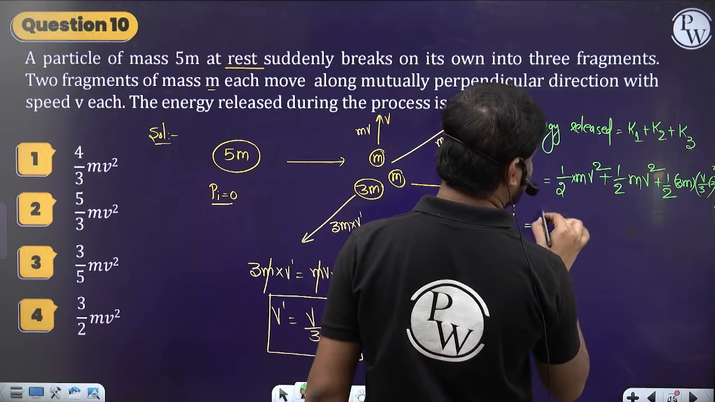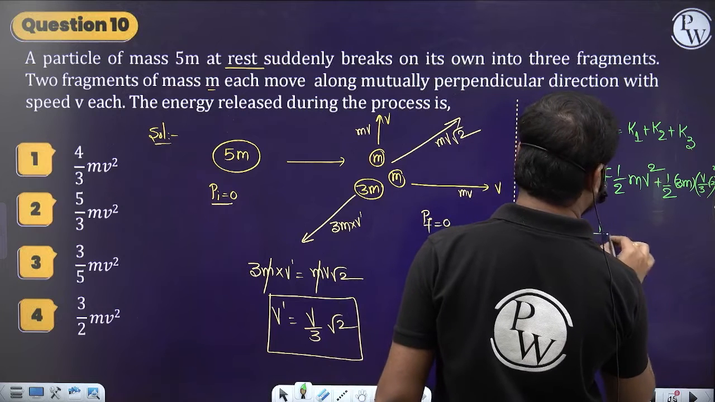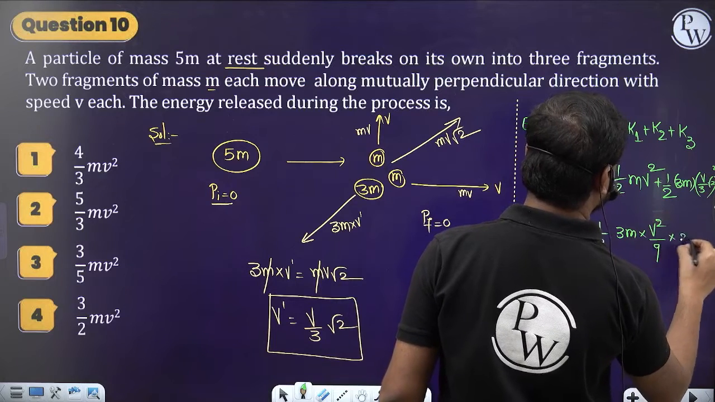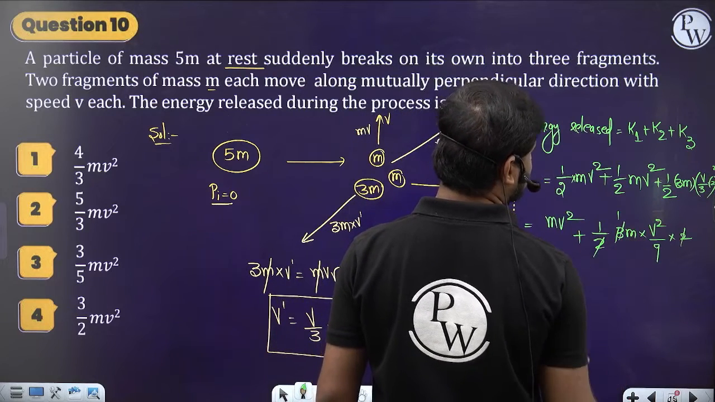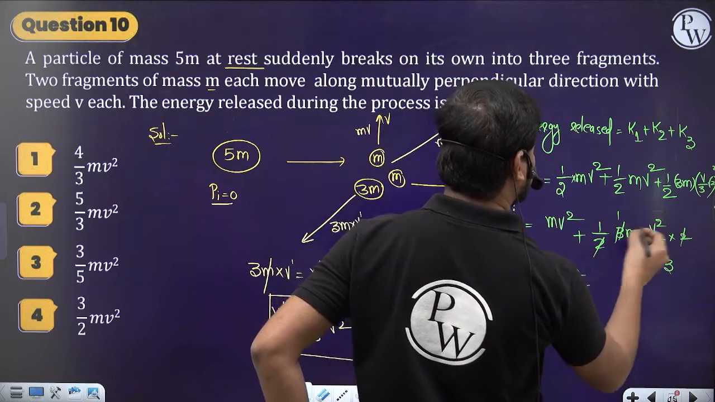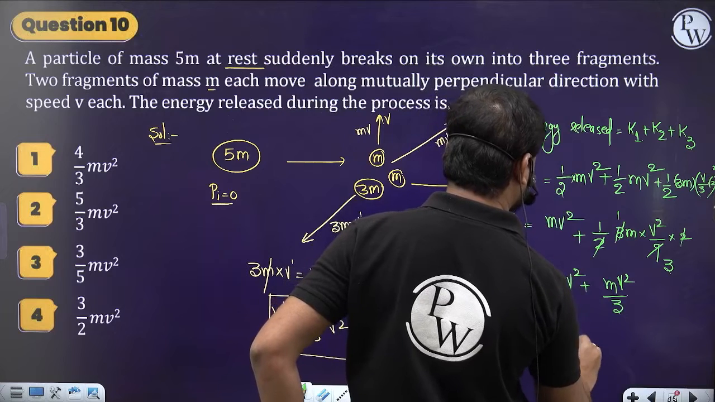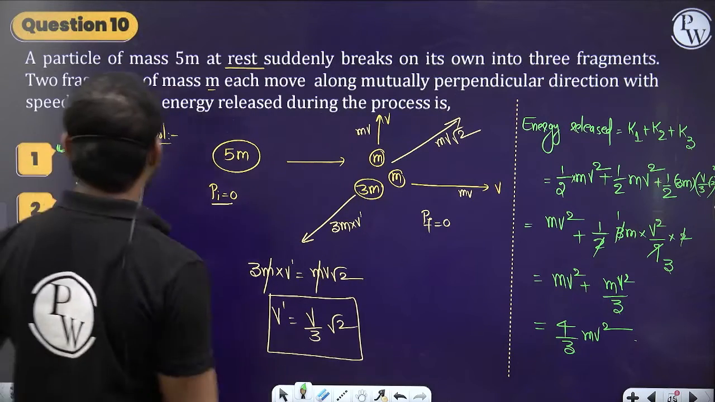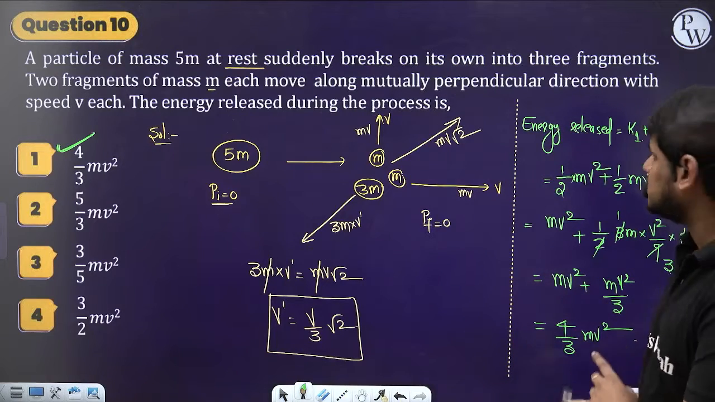So we get half mv square plus half mv square, which is mv square combined, plus half into 3m into v square by 9 into 2. Here the 2 cancels, since root 2 whole square is 2, and 3 ones are 3. So mv square plus mv square by 3, that is 1 plus 1 by 3, which is 4 by 3 mv square. So the total energy released in this process will be 4 by 3 mv square. Is the process clear? So let's move further.